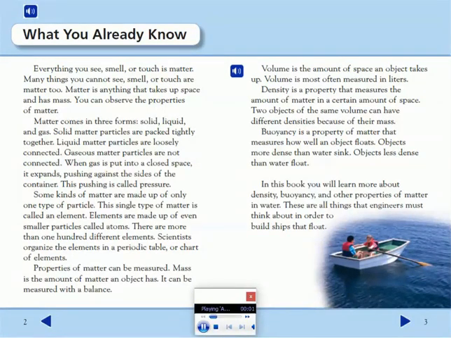What you already know. Everything you see, smell, or touch is matter. Many things you cannot see, smell, or touch are matter too. Matter is anything that takes up space and has mass. You can observe the properties of matter. Matter comes in three forms: solid, liquid, and gas.